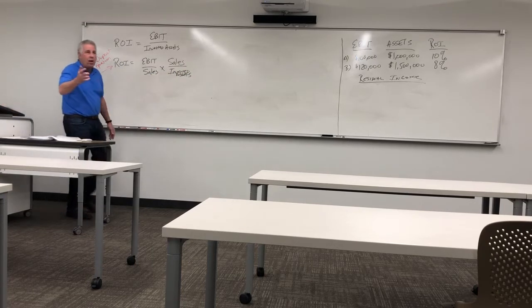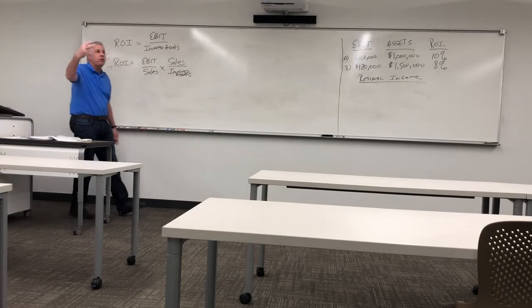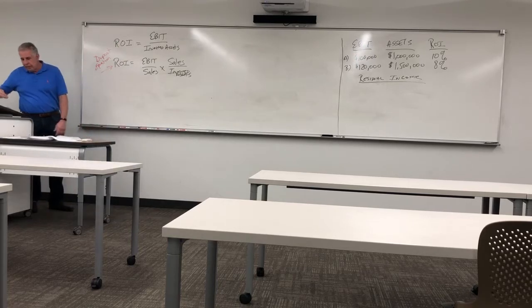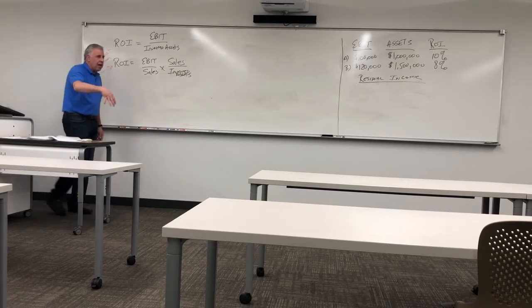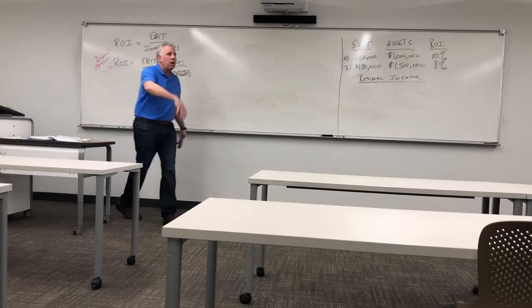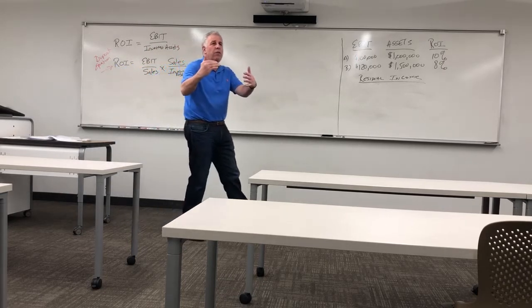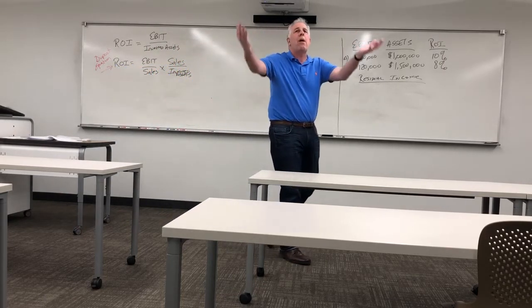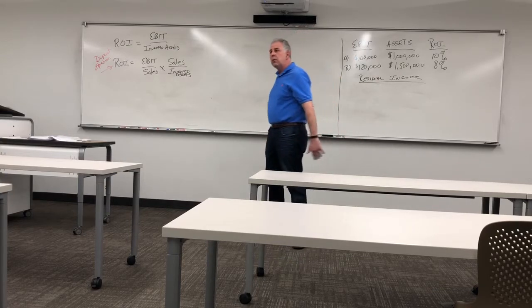So again, cost centers are things like the HR, the legal, R&D, advertising, admin. Those are all cost centers. Profit centers are those divisions that are making the product that you're going to sell. Okay?